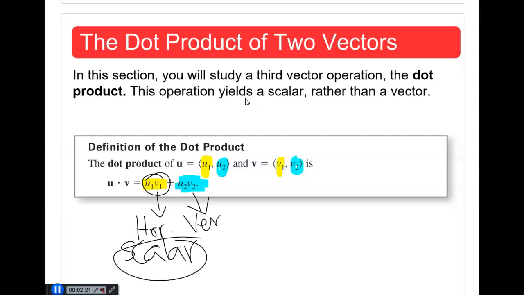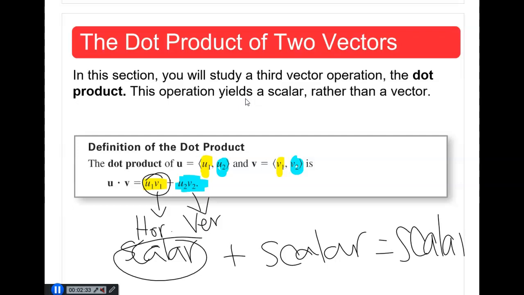So if you add two numbers, you will also get a number, or a scalar plus another scalar will give us another scalar, or a constant, or a real number. So the result of a dot product is not a vector. Not a vector. That is very important.